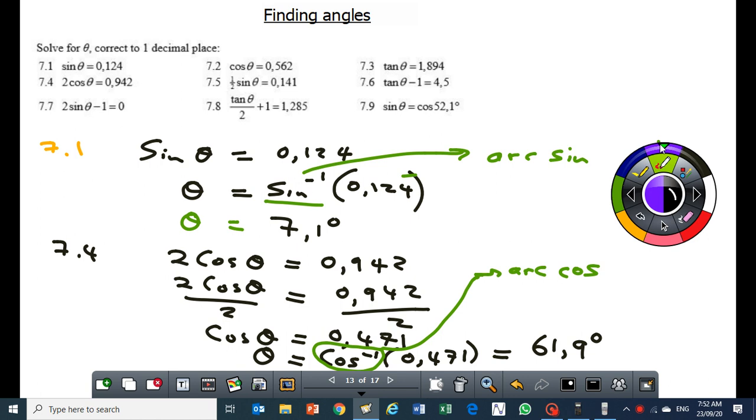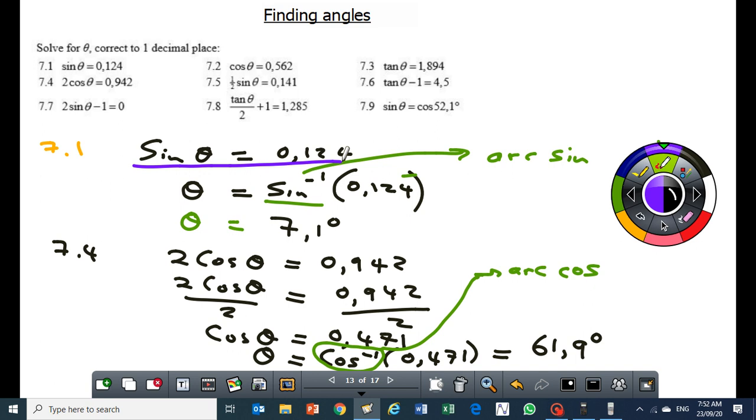So 7.1, the equation is sine theta equal to 0,124. Now the objective here is to determine theta. Theta is an angle, but that angle is unknown, so it's being represented by theta.